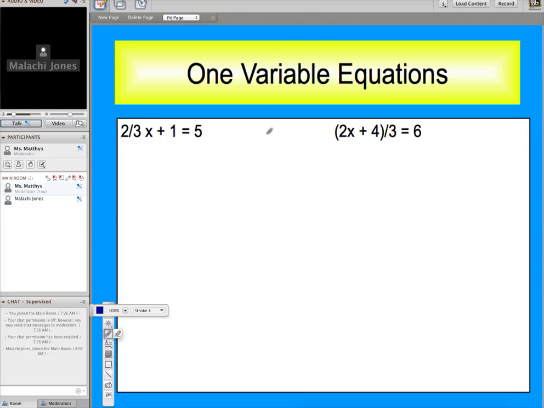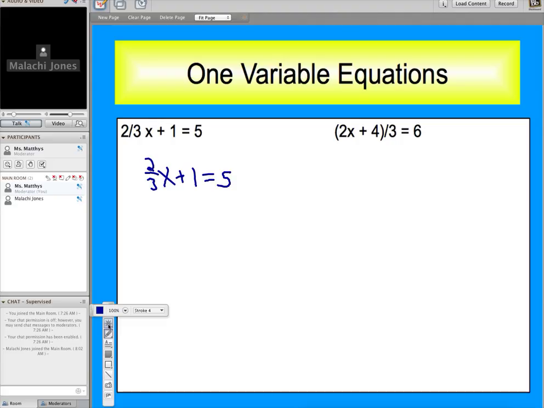And the first kind of things we were working with are one variable equations. When I'm looking at 2/3 x plus 1 equals 5, this 2/3 is a fraction. Do you remember how to solve for 2/3 x plus 1 equals 5? I'll rewrite it for you. What do you think? How am I going to solve this one?